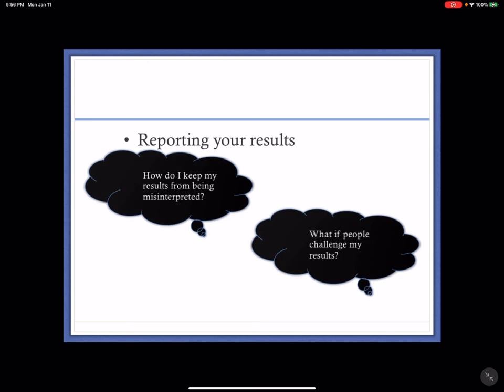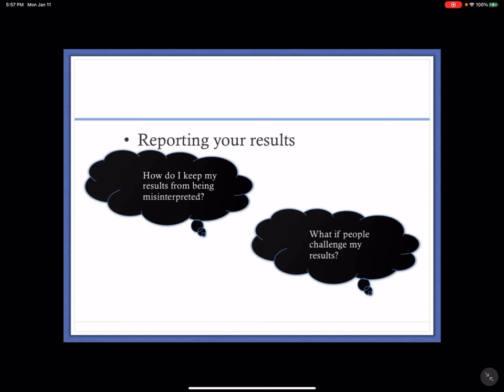And then the last major tool is reporting your results. You want to be very careful about keeping your results from being misinterpreted. You want to write your research article in an objective way and not overgeneralize things. You don't want to make conclusions that are not justified by the data. And you also want to keep all of your evidence, document everything, so if people challenge your results, you can say, look, here, you can do it yourself.